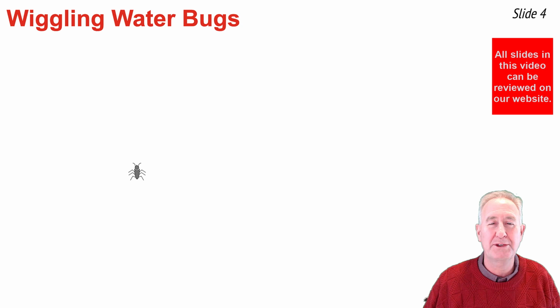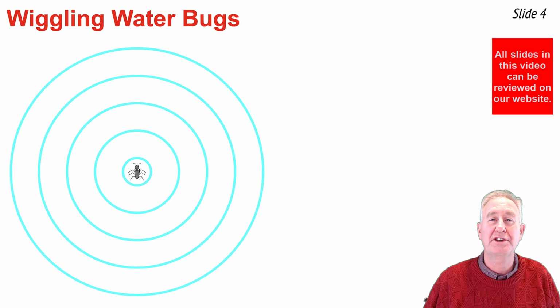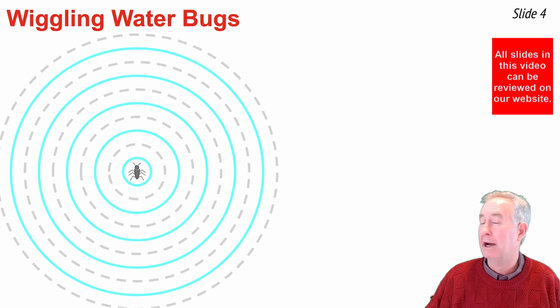that travel at the same speed in all directions. The result would be a series of circular concentric wavefronts that are traveling across the surface of the water. There would be crests denoted by these solid blue lines and troughs denoted by these dashed gray lines.